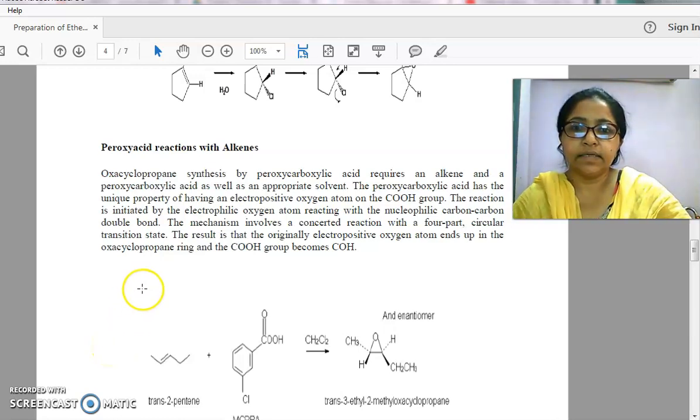Okay, let us start from the part where we had ended in the last video. The epoxide can be prepared with alkene reacting with peroxy acids. Okay, so what is peroxy acid?